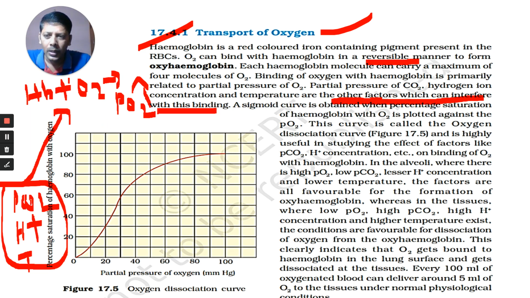For example, if there is more CO2, then this binding does not occur. If there is more temperature, the binding does not occur. If there is more H plus concentration, binding does not occur. Primarily this binding depends on the partial pressure of oxygen. The other factors which can also influence this binding are the partial pressure of carbon dioxide, hydrogen ion concentration, and temperature.